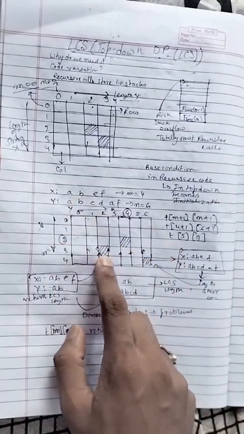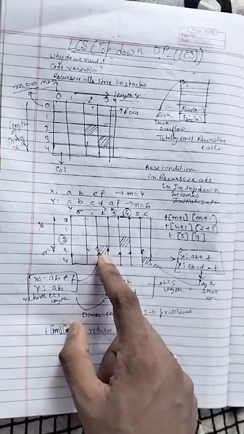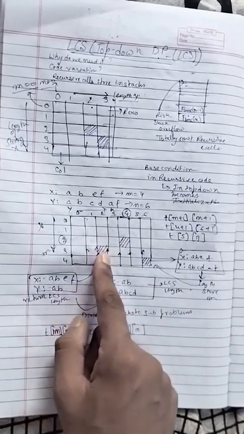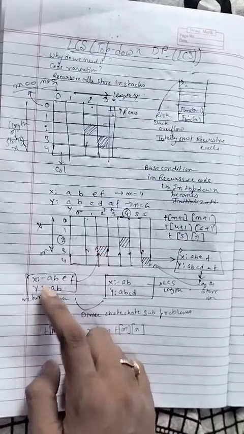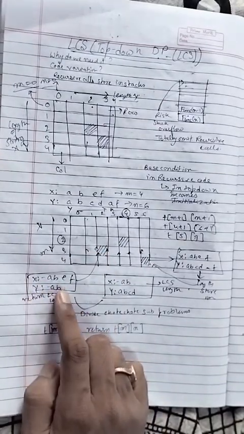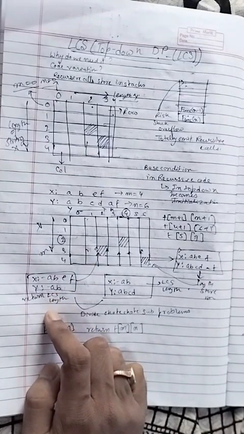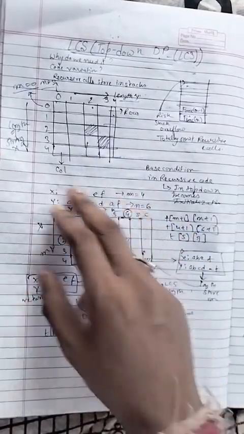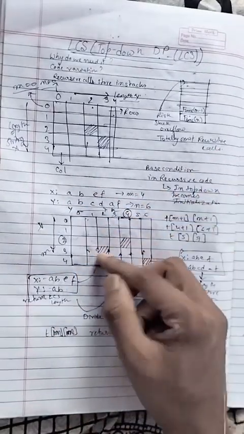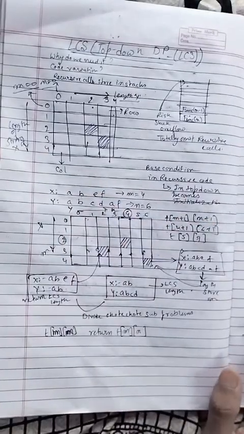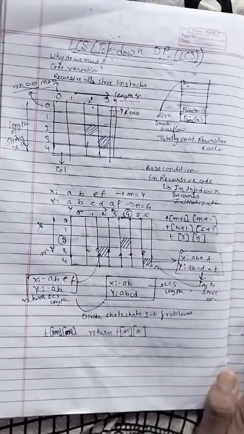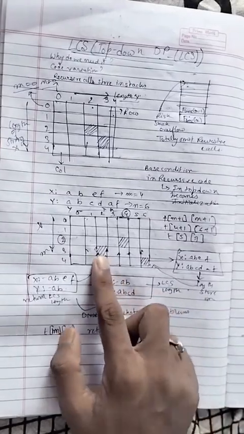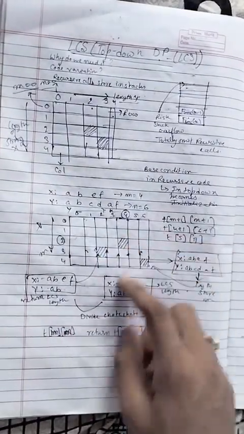So x equal to m: 0 1 2 3, and y equal to 0 1 2, means in this particular case the sub problem may be a b e f and a b. 0 1 2 means less than 2, so a and b, and a b e f, so 0 1 2 3. And it will return the length of the LCS and store it here. Like this many sub problems may occur.